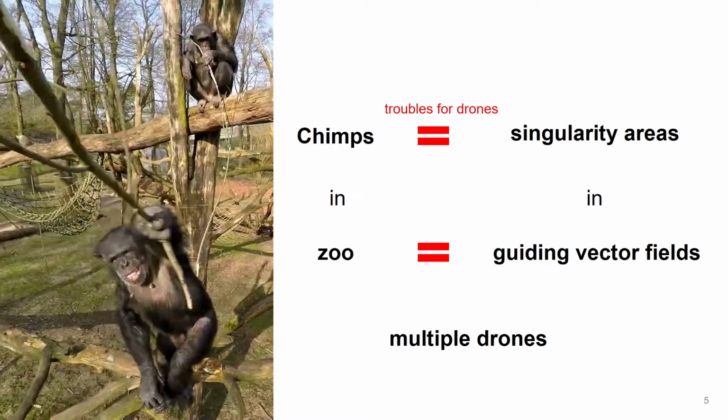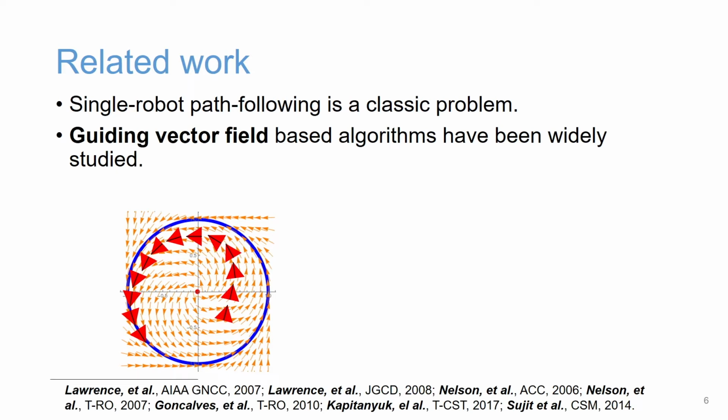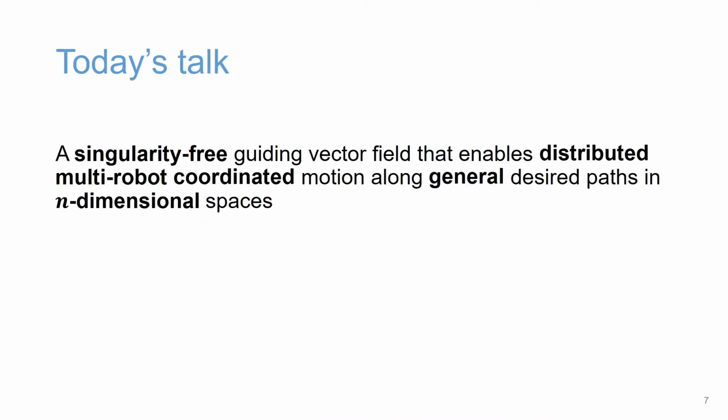I will explain now. Following accurately a desired path is a fundamental task in mobile robotics. So the path following problem is a classic problem, and there are many single robot path following algorithms. We are especially interested in those based on a guiding vector field. In this picture, a fixed-wing aircraft flies by following the arrows at each point. These algorithms can achieve high path following accuracy and have been used in many practical applications such as fixed-wing aircraft guidance and control. We can summarize our work in one sentence.